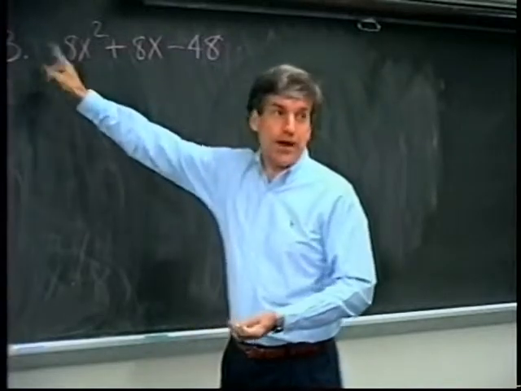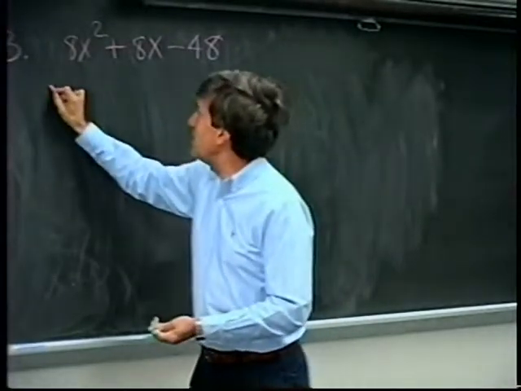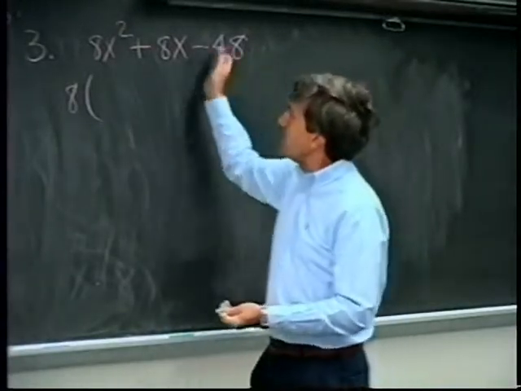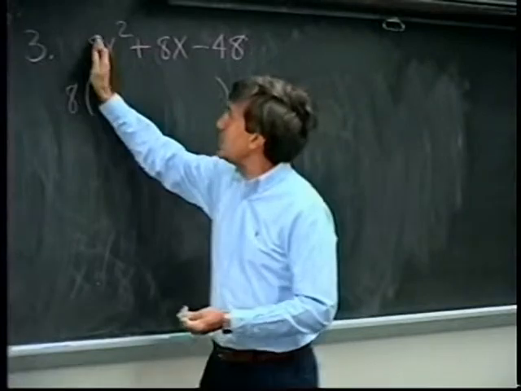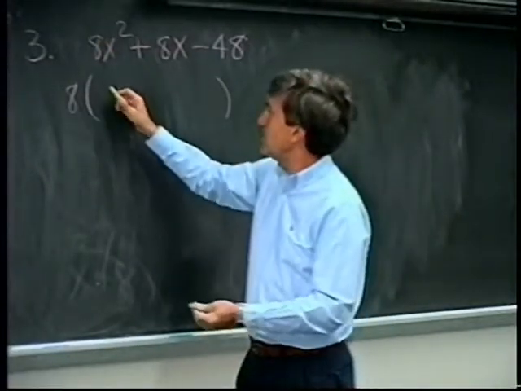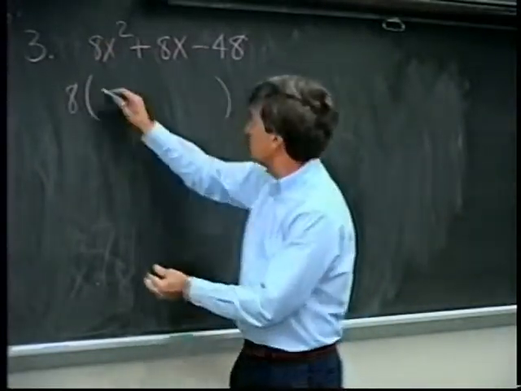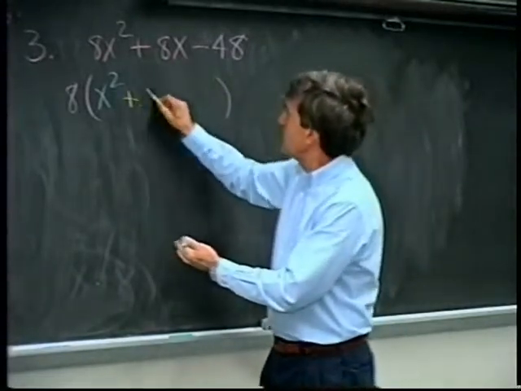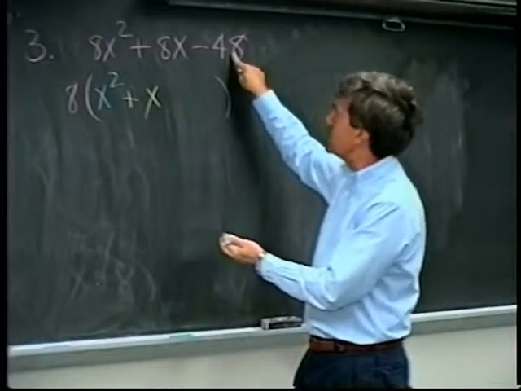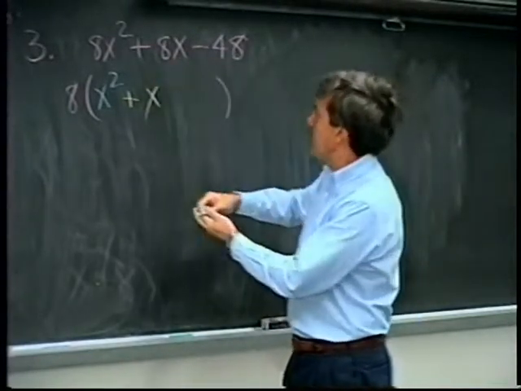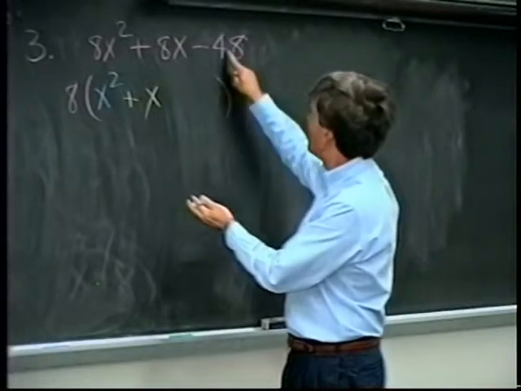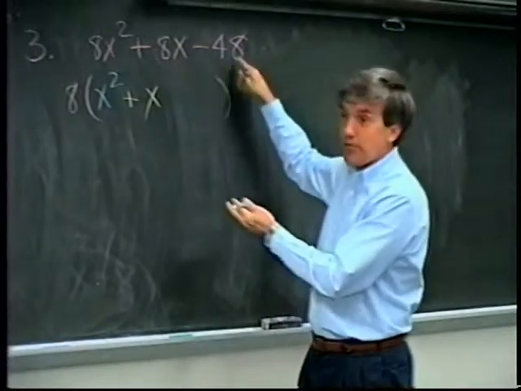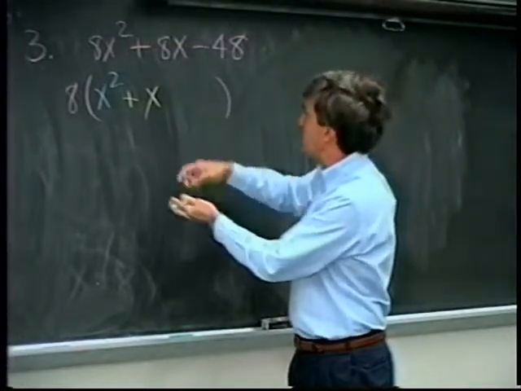So what do we do with that common factor? Take out the common factor, 8, and put it down at the very beginning of the problem, and open up parentheses. Now, if we factor out that 8, what's left in the first position? X squared. Plus x in the second position. And in the third position is a minus 6, because 8 times 6 would be 48.